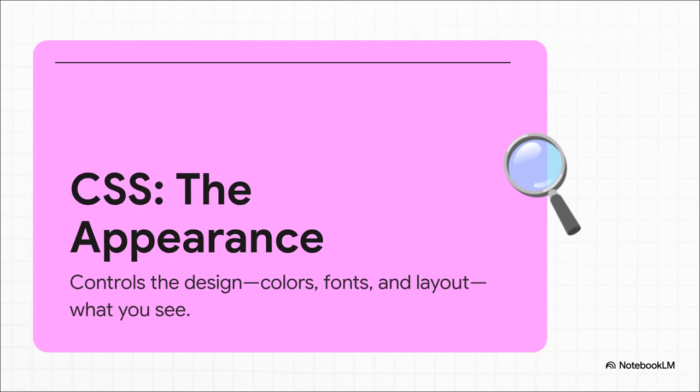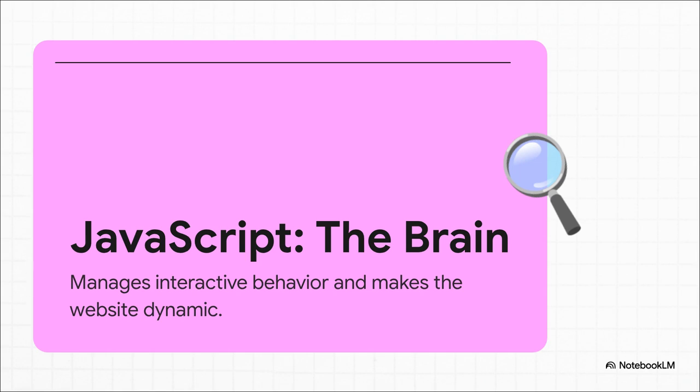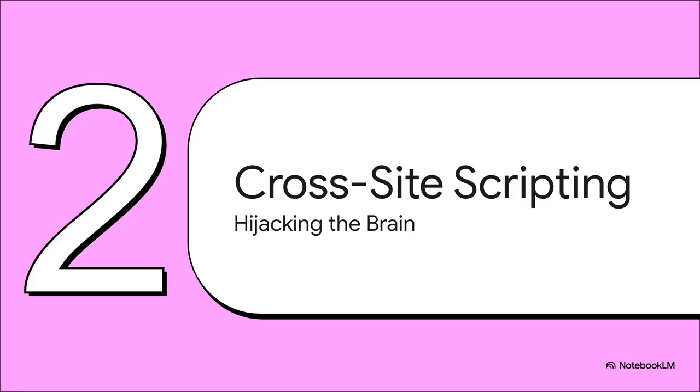Next up is the appearance. Kind of like the clothes, the hair, the style. That's CSS. It controls how everything looks. And finally, the most important part, JavaScript. That's the brain. It handles all the interactive stuff, all the logic. And as you're about to see, if you can control the brain, you can control everything. That attack on the bank, and so many others, works by doing exactly that, hijacking the website's brain.